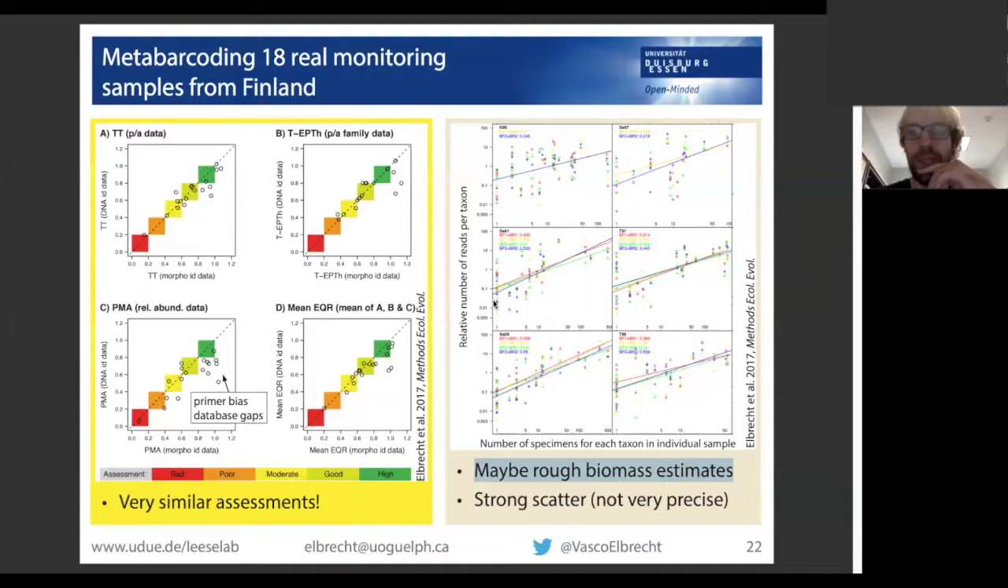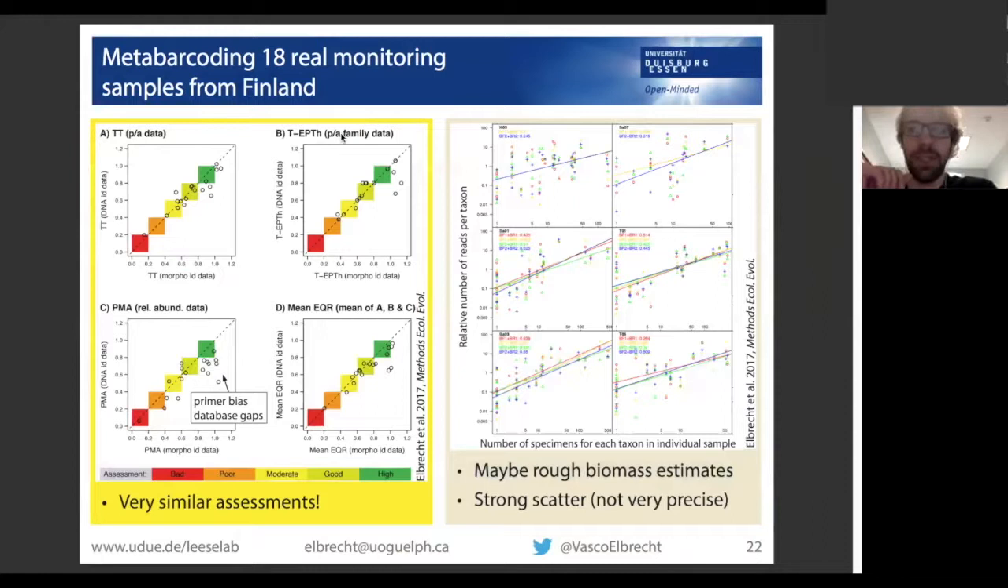But then for assessment, you see that some of those assessment indices are based on presence-absence data anyway. And I think this is what metabarcoding can provide really well, and what can be used in practice for doing assessment. This also means that we should think about, if you look at assessment, if we should maybe change the way we calculate our assessment indices.